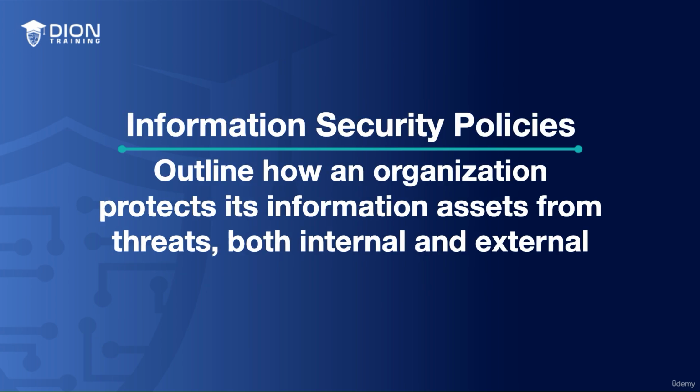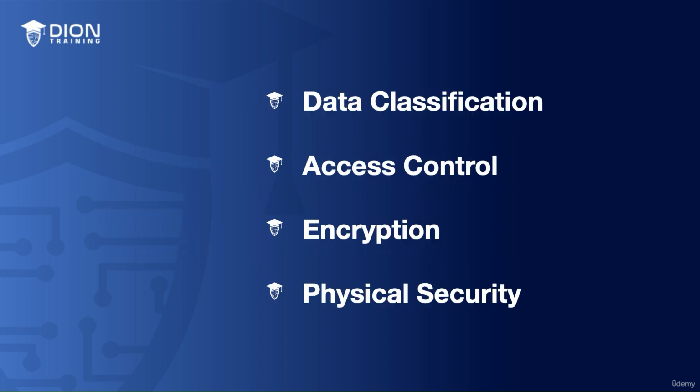Next, information security policies. Information security policies are the cornerstone of an organization's security posture. They outline how an organization protects its information assets from threats, both internal and external. These policies cover a range of areas, including data classification, access control, encryption, and physical security. For instance, an information security policy might specify that sensitive data must be encrypted both in transit and at rest, and only authorized personnel should have access to it. These policies are essential for maintaining the confidentiality, integrity, and availability of an organization's data.